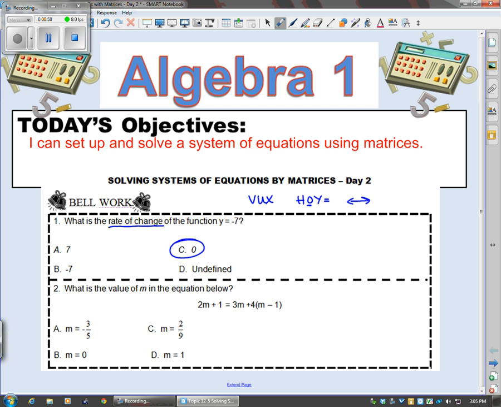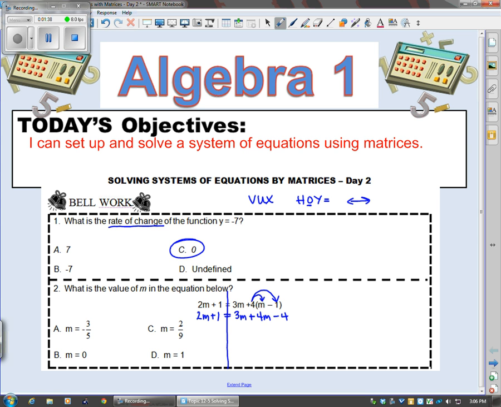And then number 2 goes way back. This is where we follow our flow chart to solve for m. Okay, so we draw our line down the middle. The first thing on the flow chart says, are there any parentheses? And in this case, there are parentheses. So we are going to go ahead and distribute. So bring down everything that doesn't get changed. The 2m, the plus, the 1 equals 3m plus 4 times m is 4m. 4 times -1 is -4.